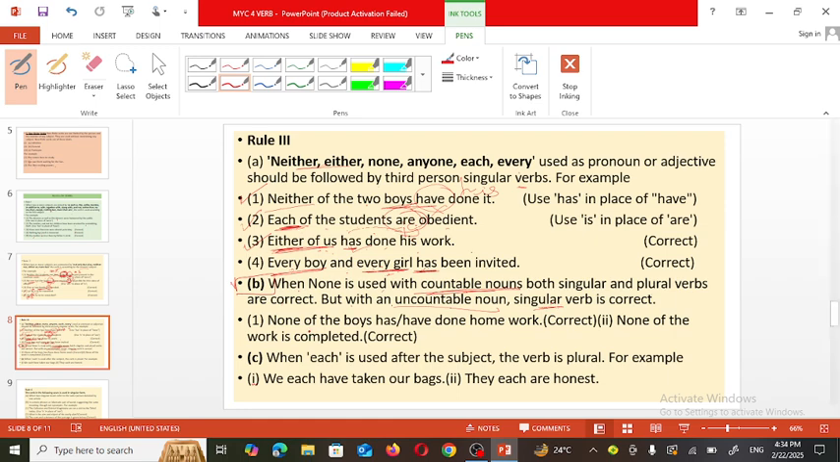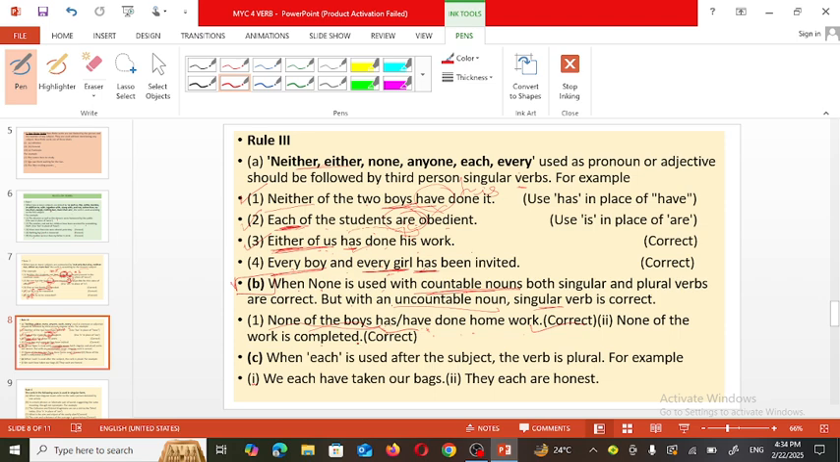For example, none of the boys have done homework. So that is also correct. Have done homework or has done homework, any option is correct. See this rule once again. Because boy, girl or a friend are countable nouns, when none is used with countable nouns, we can consider them as singular as well as plural. So both conditions are correct.